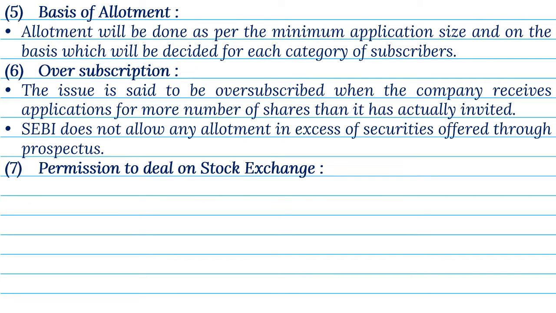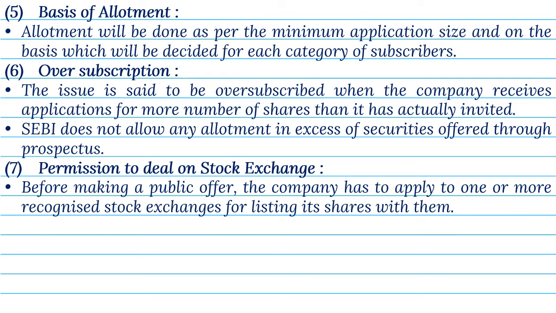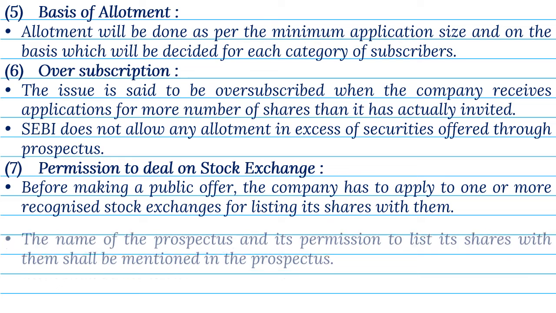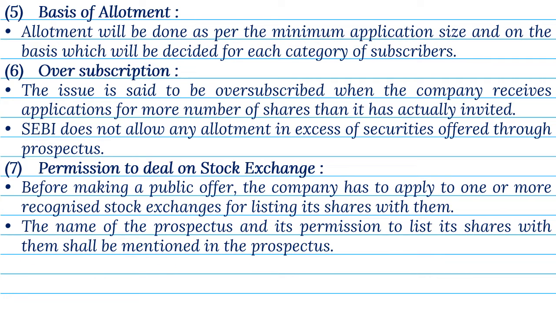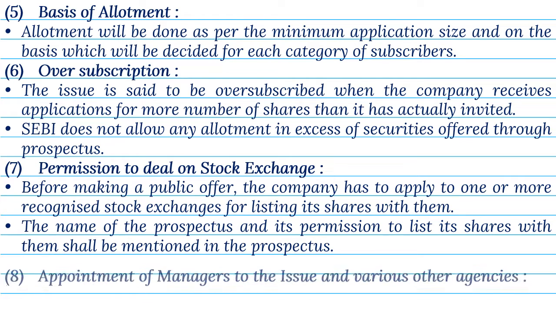7. Permission to deal on stock exchange. Before making a public offer, the company has to apply to one or more recognized stock exchanges for listing its shares with them. The name of the stock exchange and its permission to list its shares with them shall be mentioned in the prospectus.